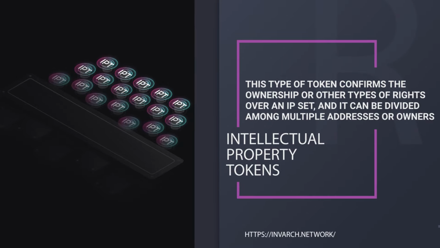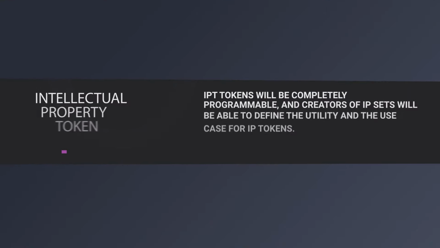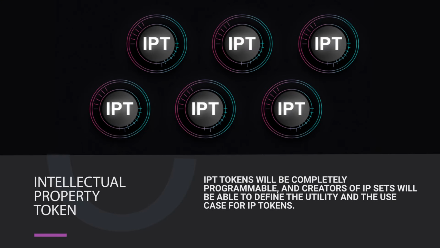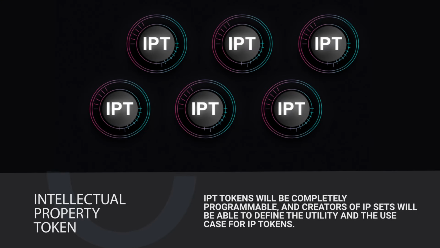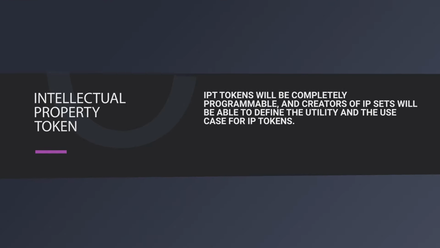Intellectual property token, or IPT. This type of token confirms the ownership or other types of rights over an IP set, and it can be divided among multiple addresses or owners. IPT token will be completely programmable, and creators of IP sets will be able to define the utility and the use case for IP tokens. The number of IP tokens for each IP set is defined by the creator, but it can be changed later by IPT holders via voting.